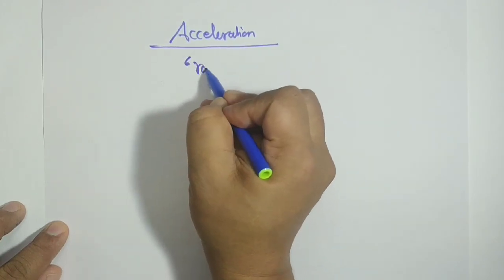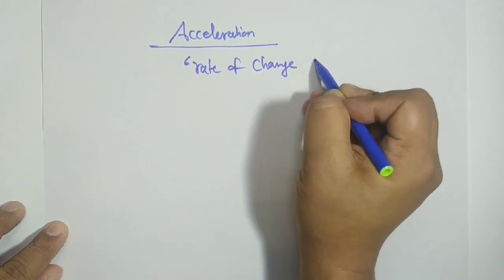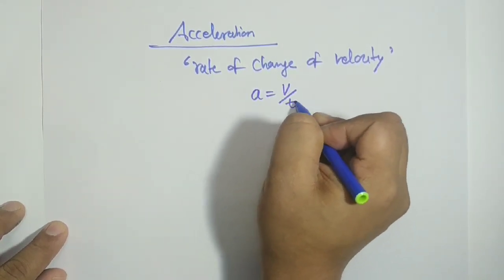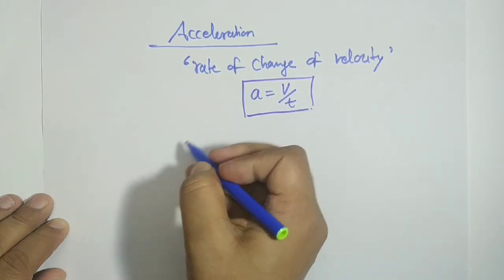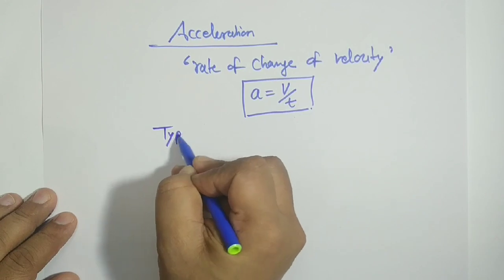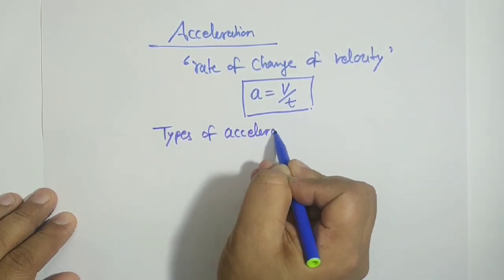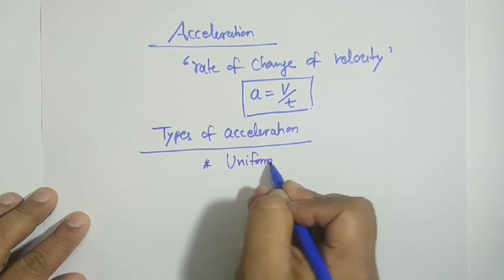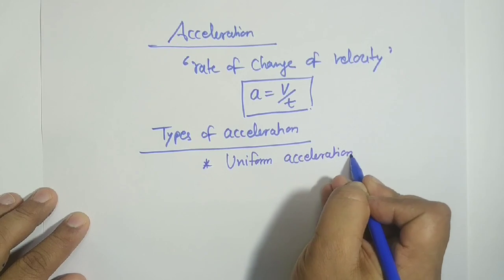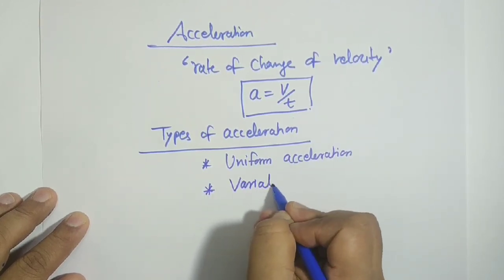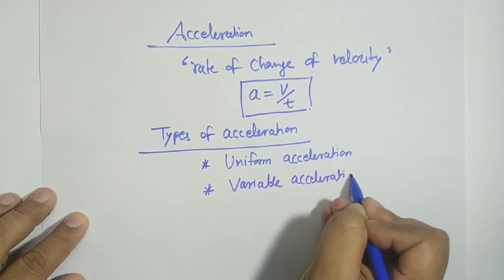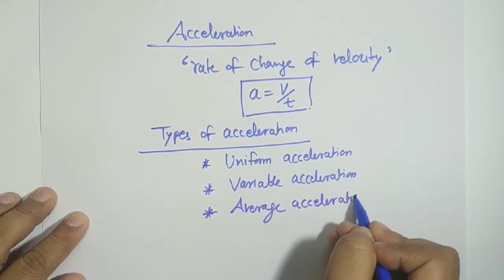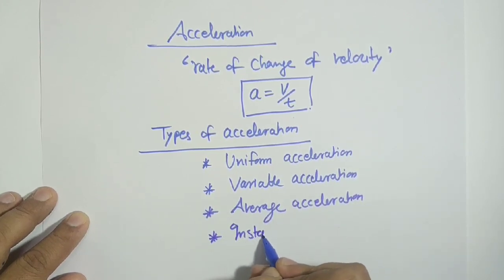Acceleration is basically the rate of change of what? Velocity. We know that it is velocity upon time in general form. But then for acceleration, what are the types of acceleration? Again there are 4 types. One is uniform acceleration, when you have a constant acceleration. Then we have a variable acceleration, changing acceleration. When the acceleration is changing, then we have an average acceleration, like we have an average velocity, and then we have instantaneous acceleration.